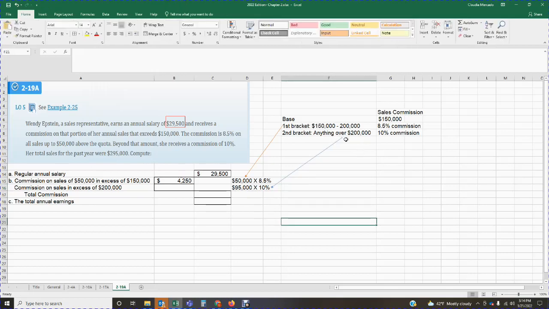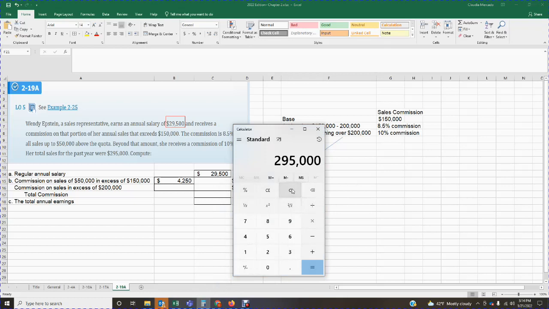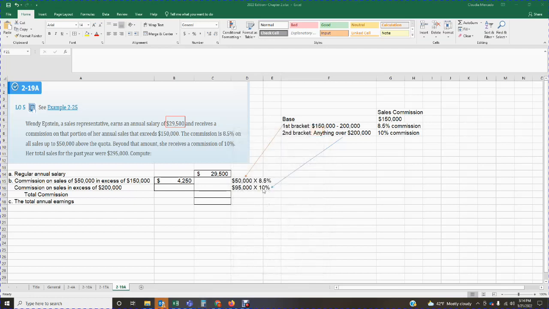Okay, so how much did she sell above 200,000? Well, she had 295. So then 295, let's get the calculator. 295 minus the 200,000. That means that she's 95,000 above the second bracket. So we have 95,000, and that gets paid at 10% commission. So we're going to do the 95,000 times 10%. That will give me $9,500, okay? For commission for that second tier, that second bracket, second tier, whatever you want to call it.